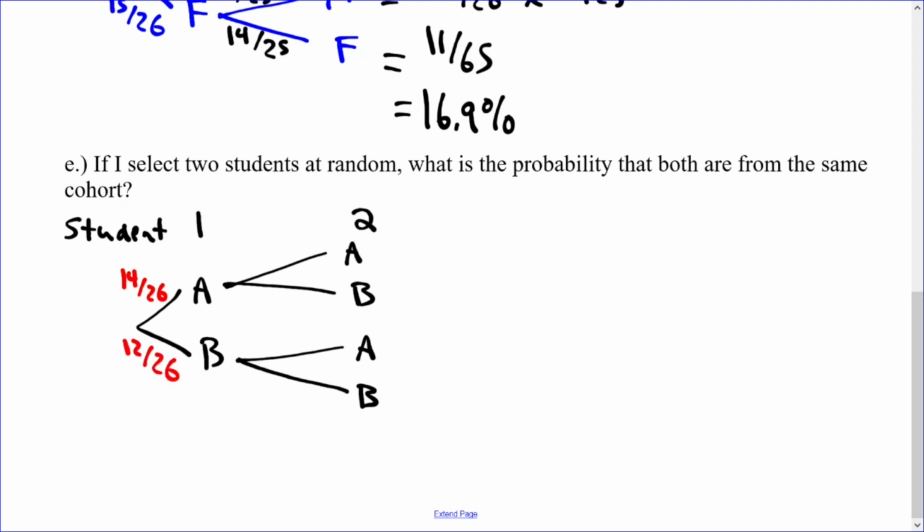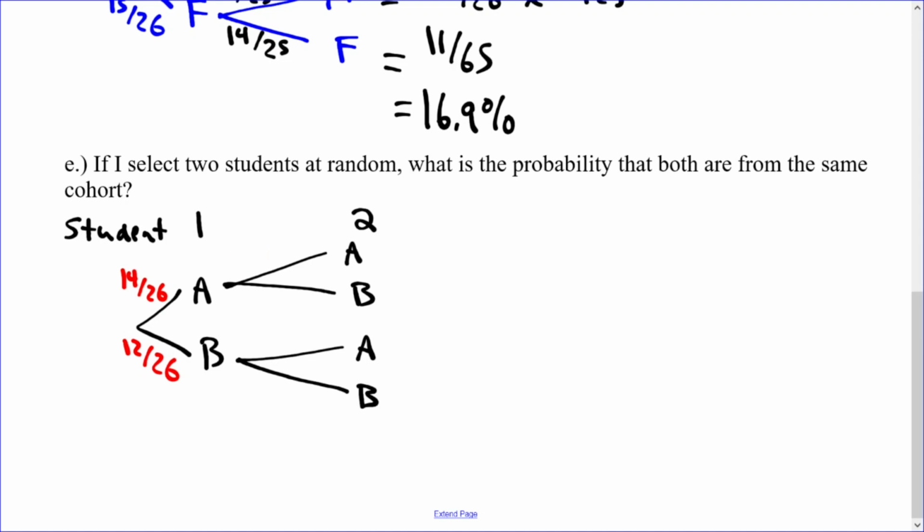We can scroll back up and look, or based on how many students are left to be selected out of 26, we can figure that out right away. And we don't really need to scroll up again. We do have enough information here. Next, we're looking at what is the probability of being in cohort A, given that the first student was already in cohort A.